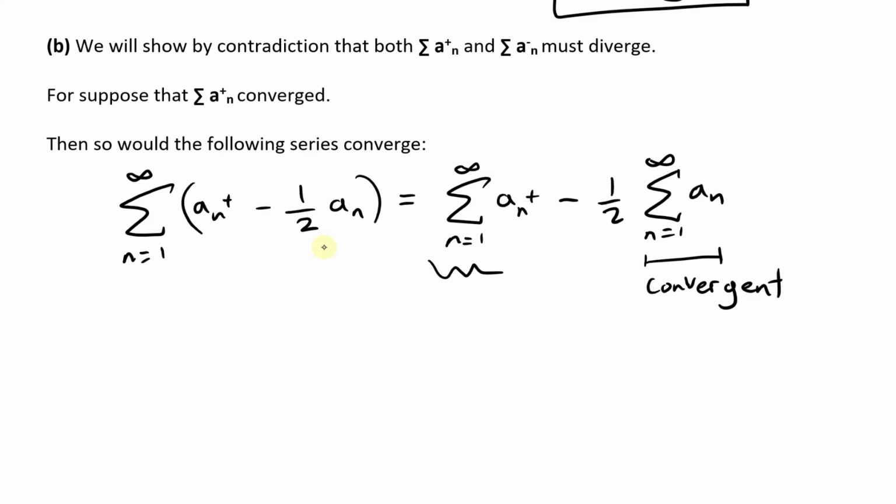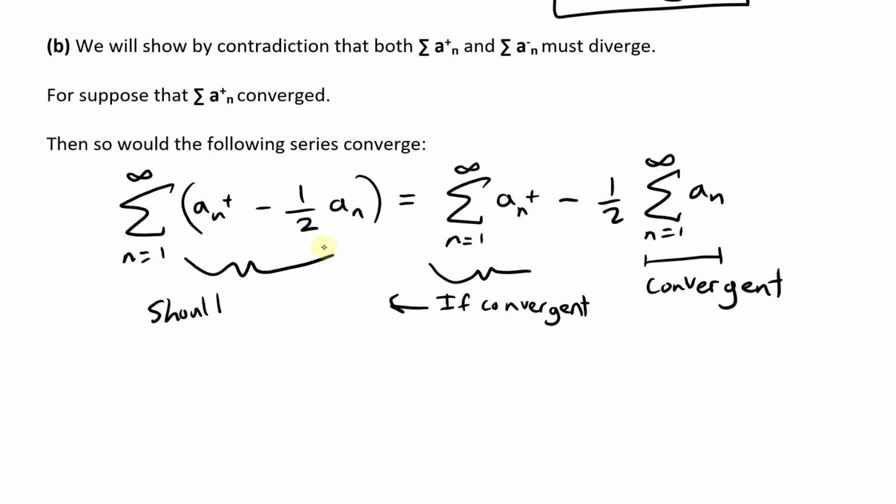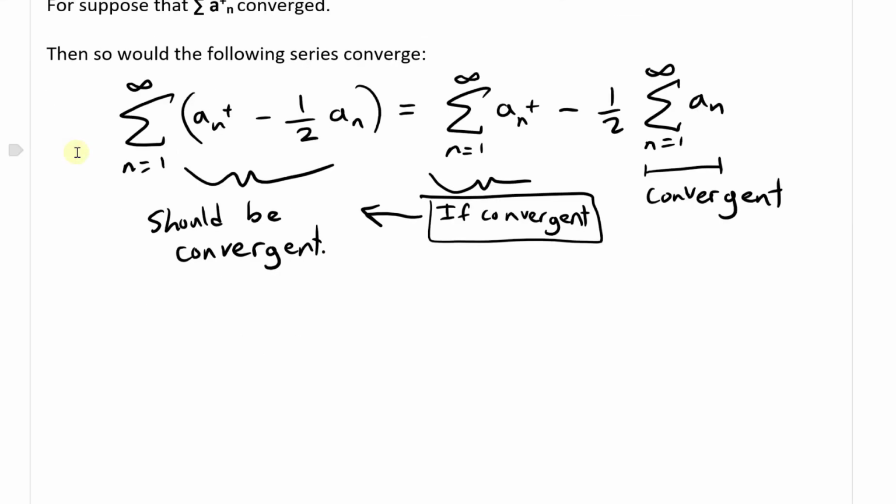So if this part right here, if the an plus series is convergent, then this should be convergent right here. Then I'll put an arrow: it should be convergent.